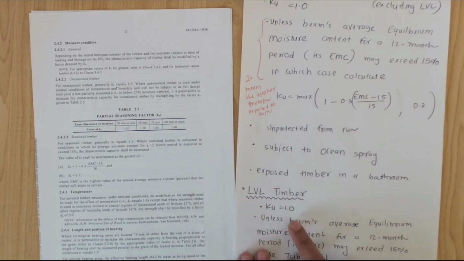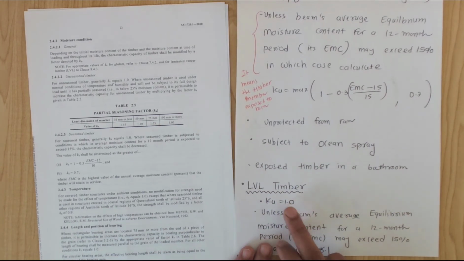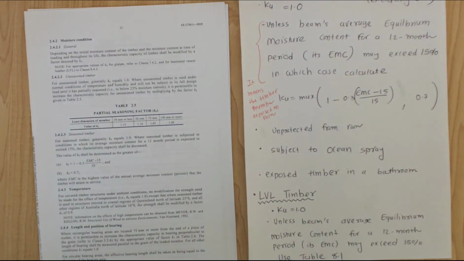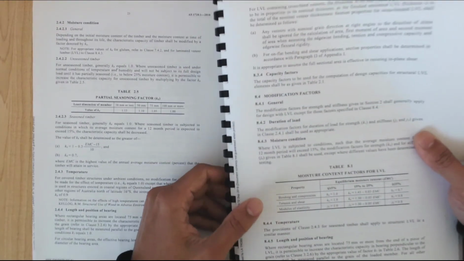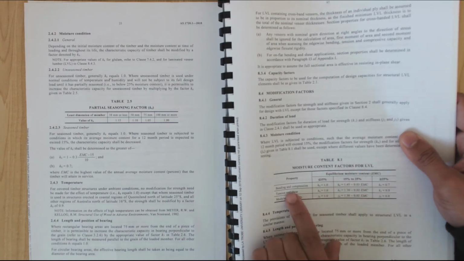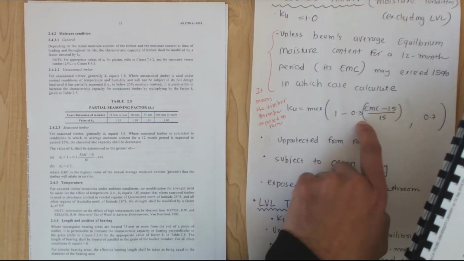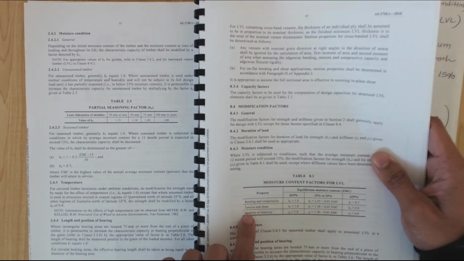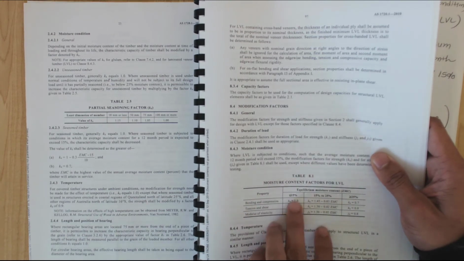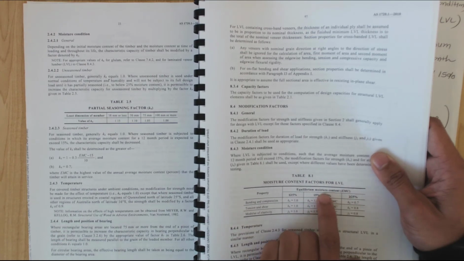For LVL timbers, again you will have the same condition, K4 equal to 1, and there is a Table 8.1 where you can read that value. I can show it to you here. There you go, Table 8.1, they are talking about these moisture content factors for LVL, and for bending and compression it is almost the same value that you are seeing here. If you do the calculation, you will get the same value. And there are two different values for tension and shear and modulus of elasticity. So based on various equilibrium moisture content, you will have various K4 values given here.